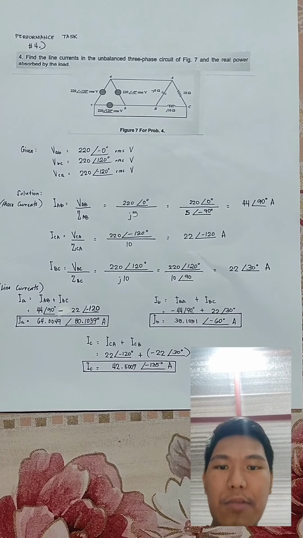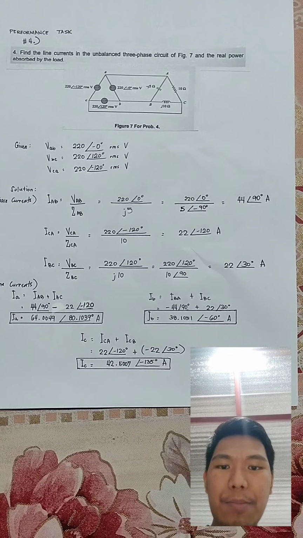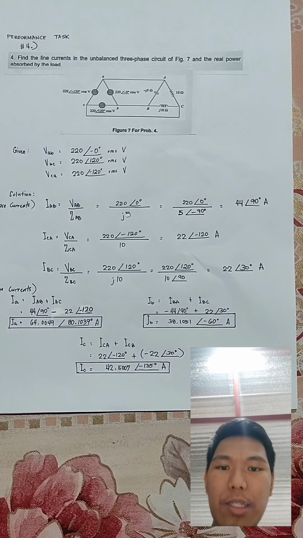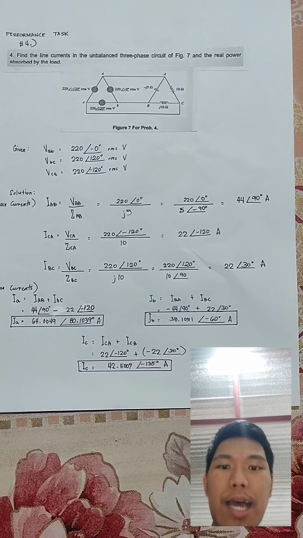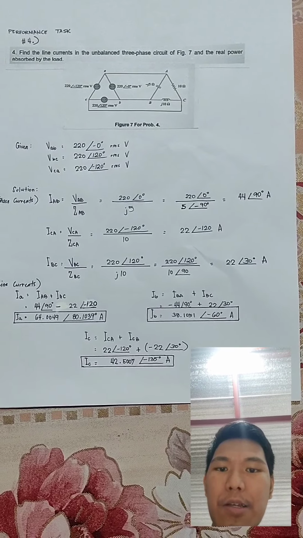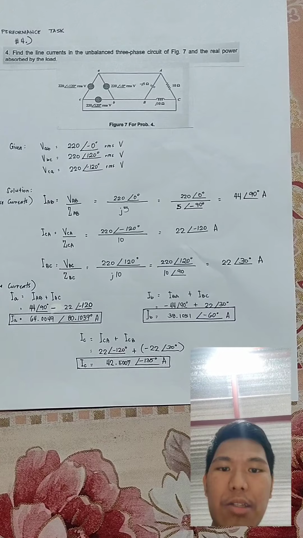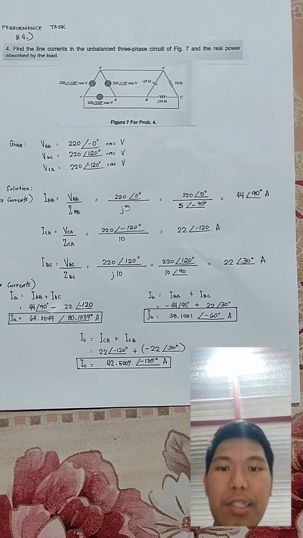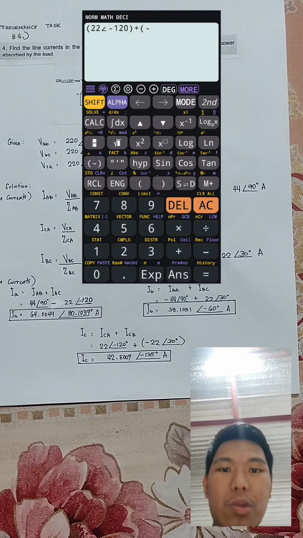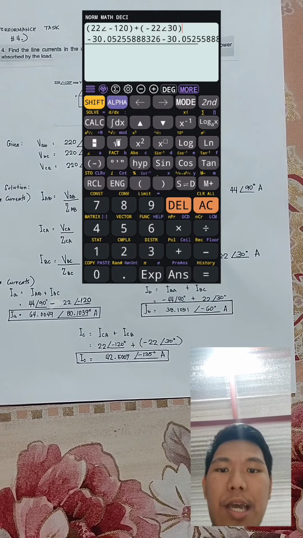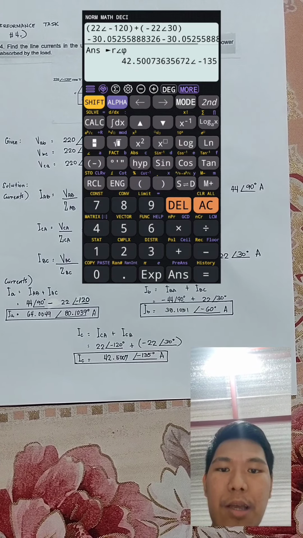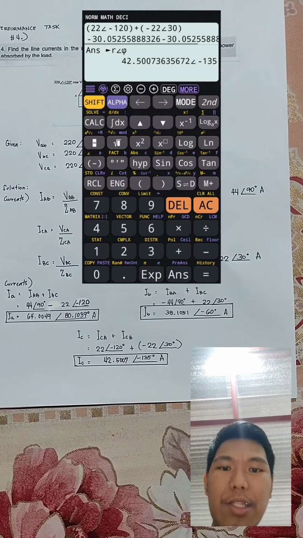For IC equals ICA plus ICB. ICA is equal to 22 ∠ negative 120 degrees plus the ICB, which is the opposite of the IBC, which is negative 22 ∠ 30 degrees. It is now equal to 22 ∠ negative 120 degrees minus 22 ∠ 30 degrees. IC is equal to 42.5007 ∠ negative 135 degrees ampere.